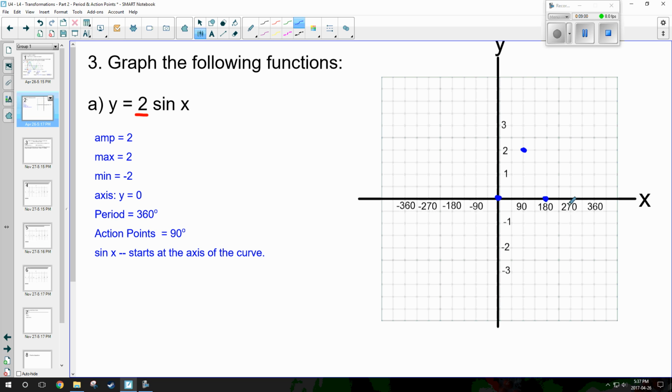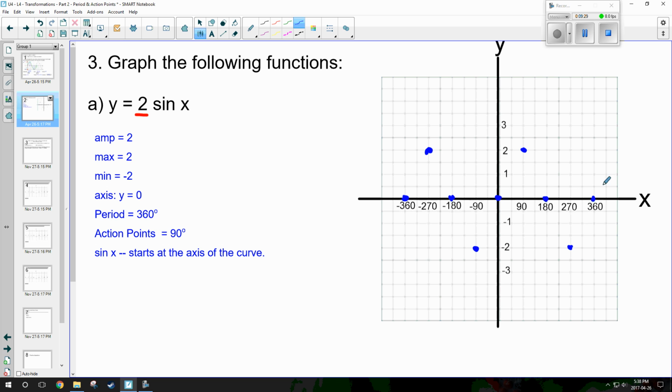And then it has to go down to our minimum. And remember, our minimum is negative 2 because our amplitude has changed. And then we go back up to our axis. And let's also do that to the other side. So again, we follow this pattern. If the pattern continues this way, that means it's going down to its minimum and back up to its axis, back up to its maximum, and then back down to the axis.